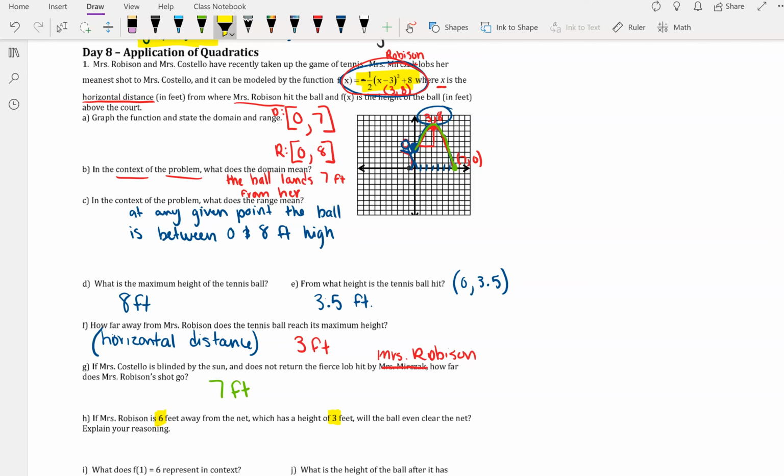So, what I would do on this one is imagine where the net would have to be if Miss Robison is standing at the y-axis. Miss Robison is 6 feet from the net, so if she is right by the y-axis, the net must be 1, 2, 3, 4, 5, 6 feet away from her, so over here. And the net is 3 feet high, so I'm going to draw the net going up to 3 feet high.